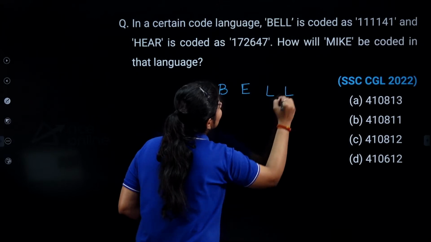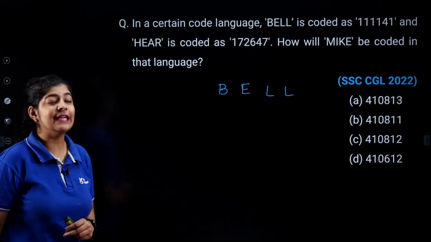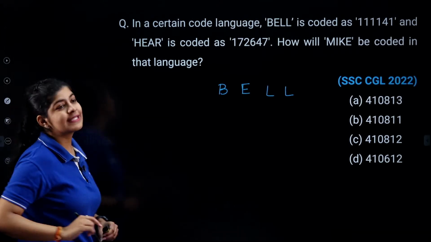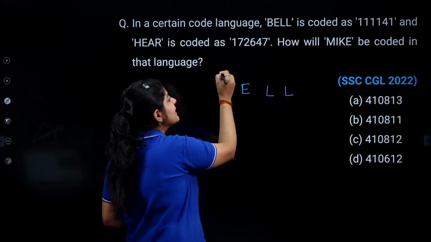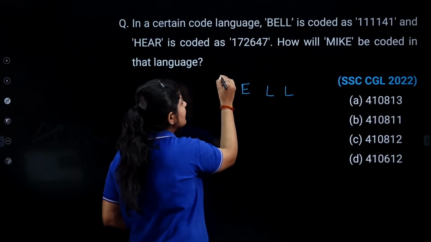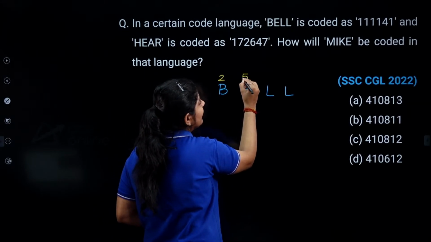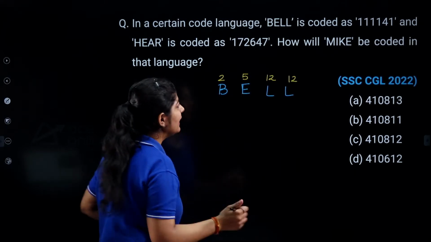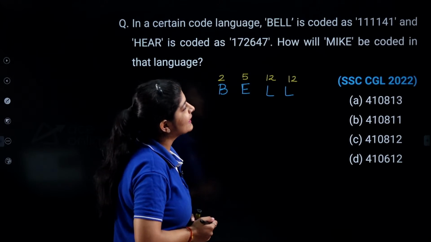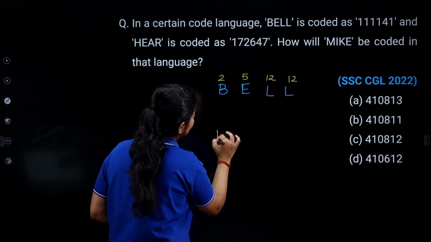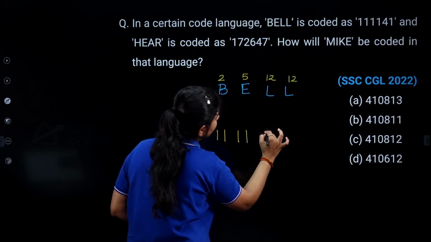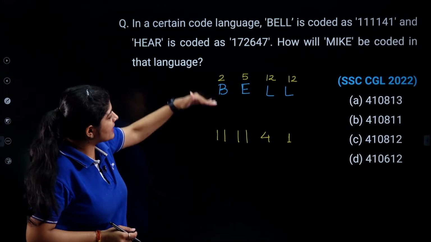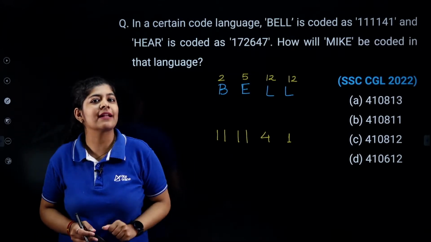Again, if I remember the associated numbers, I can easily attempt all these questions. So the first step I am doing is to write the associated numbers. B is associated to 5, L is 12, L is 12. Here I can see the numbers carefully: 11, 11, 4, 1. If I observe these numbers and these numbers, I can easily crack the pattern.